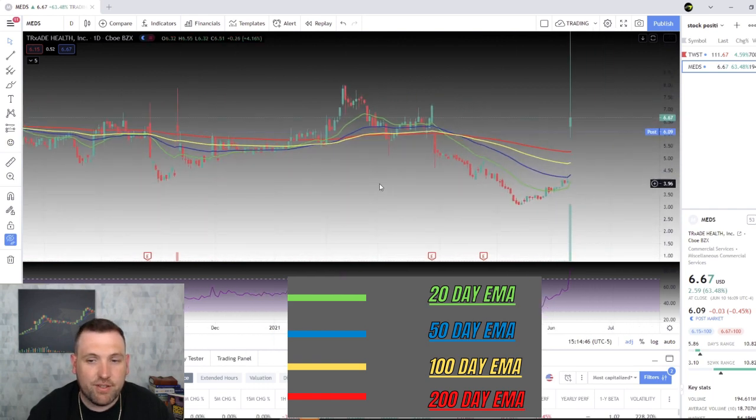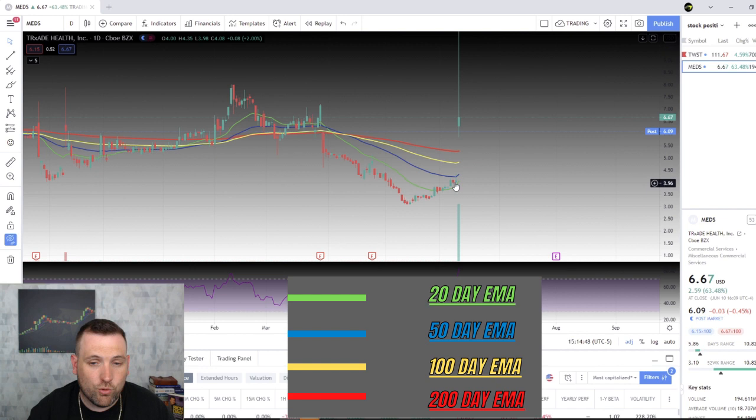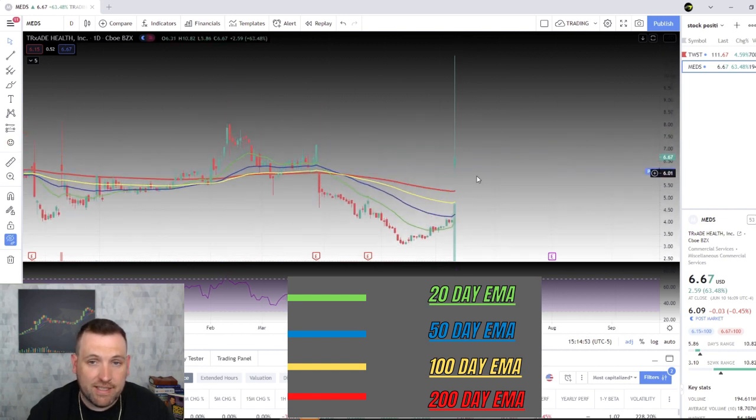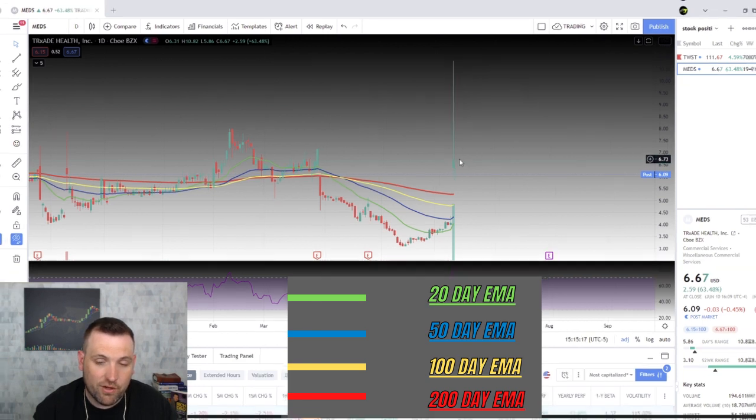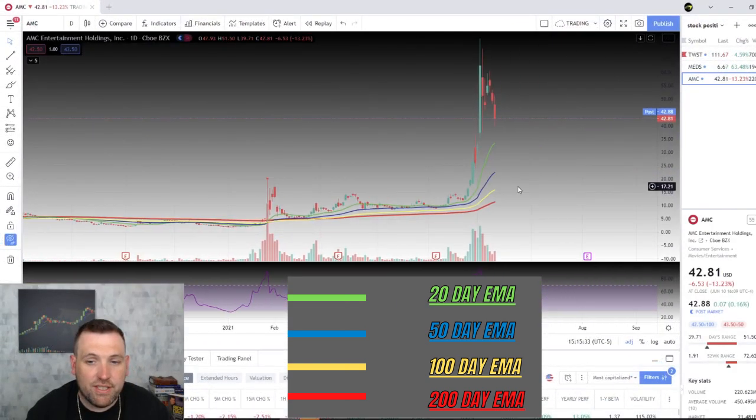MEDS is not something that I would have been looking for to trade this morning because it had all four ceilings above it. And it did get a nice pop up. And when you have all the EMAs above the price of a stock, it is bearish. You can see where, when this ripped really hard, it got pushed all the way back down to here in the 660 area so far. So we're going to look at AMC instead.